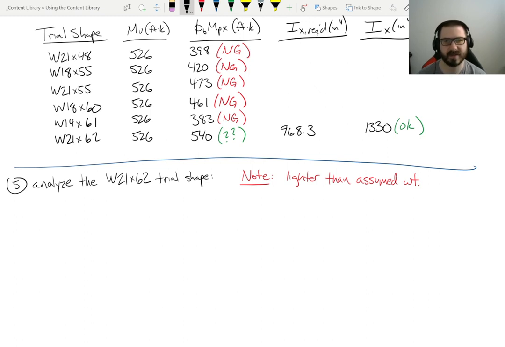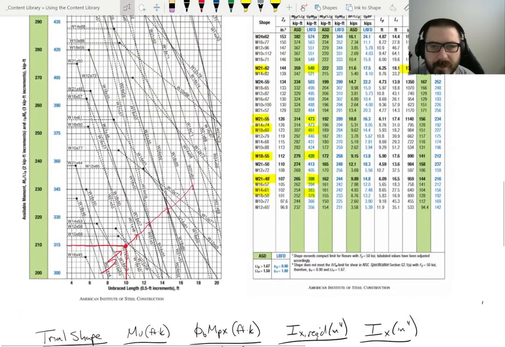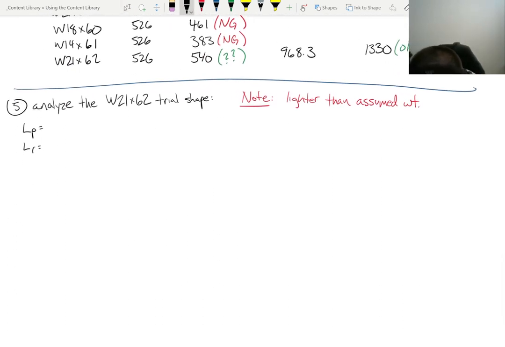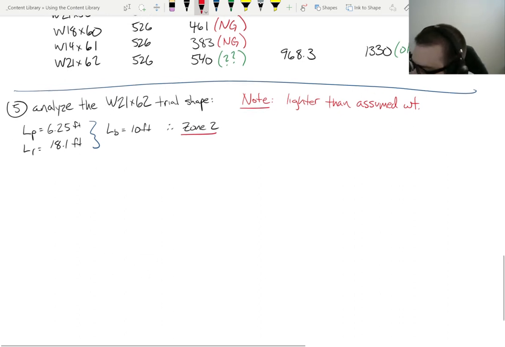Okay, so in order to analyze the 21 by 62, because it's a discretely braced beam, what we're going to need to do is look up LP and LR to see what zone we're in. Now for a 21 by 62, and again, you can find all this up here in this table. I think I'm just going to give you the values at this point because I don't want to scroll too much on the recording because I think that might get a little dizzying. So this is 6.25 feet, and this is 18.1 feet. And for this problem, we have an unbraced length of 10 feet. So that means we're in zone 2.